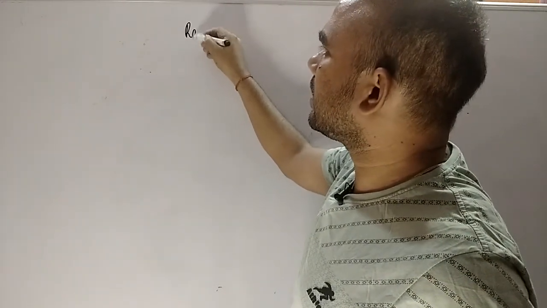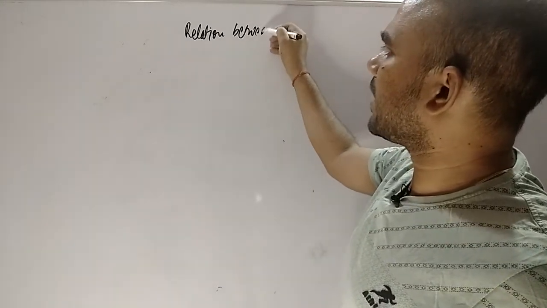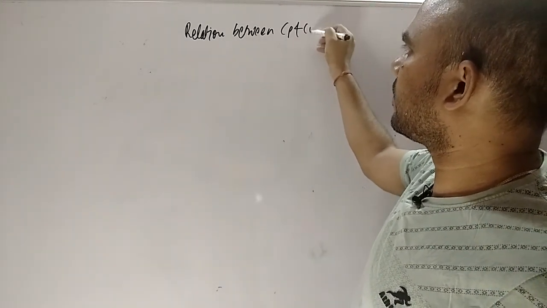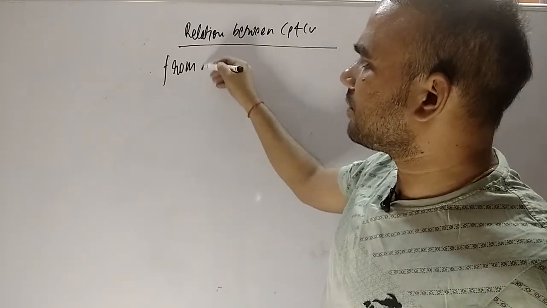Okay, so let us see, students, how you can understand this in a very precise way. We have a relation, again I am writing the relation between Cp and Cv. So from enthalpy, I am going from the enthalpy equation.